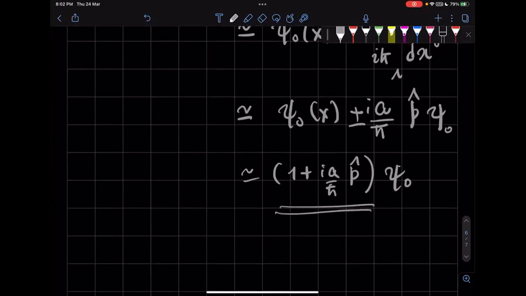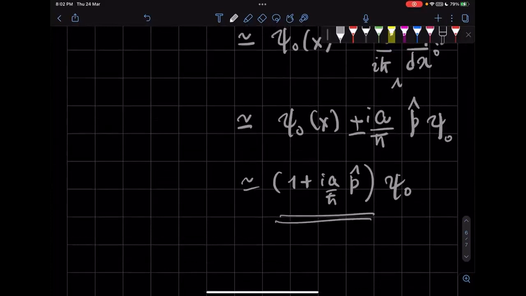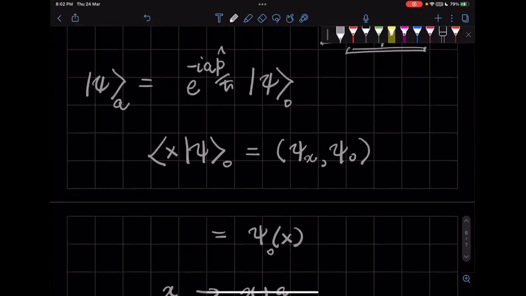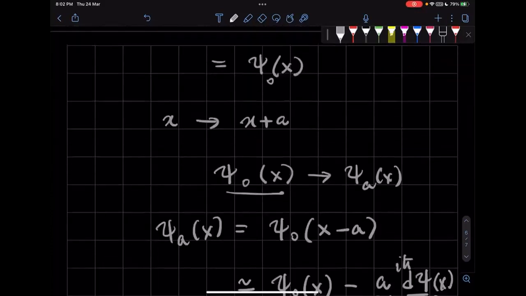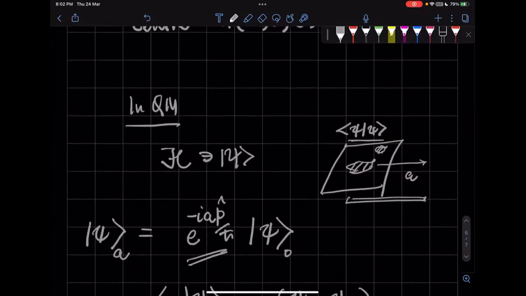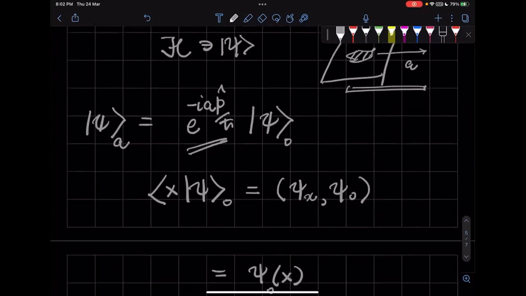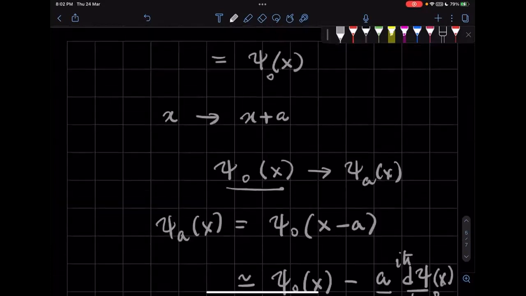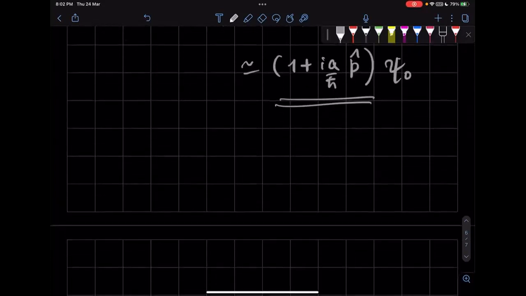And now if you apply it again and again and again, you should get an exponentiation, which is what this form is going to be, right? So we have shown that translation is generated by the momentum operator. That's an application of the action of the Heisenberg group on the Hilbert space. Okay, Farhan? Yes, sir, got it. Any other questions before we move on to the next one?